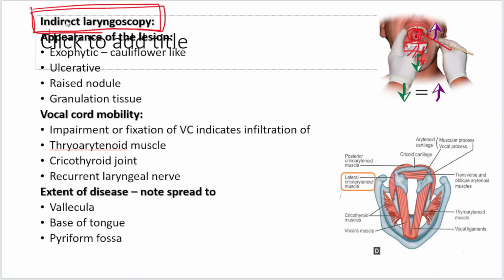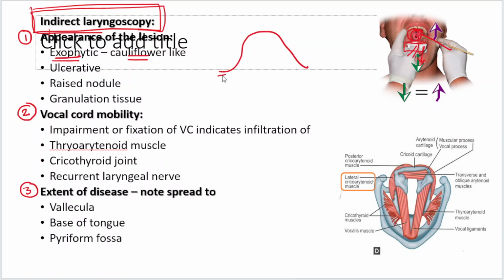So what do you want to see in a case of carcinoma larynx? One is the appearance of the lesion. How does it appear? What is the vocal cord mobility? And the extent of the disease. In carcinoma glottis, the most common type is exophytic. It appears like a cauliflower.